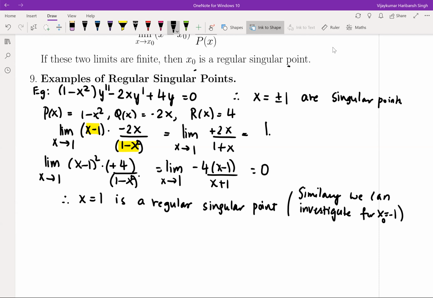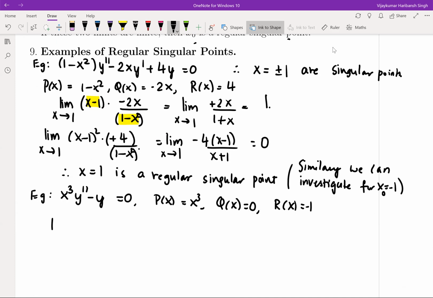All right, so now let's look at another example. Example: x cubed y double prime minus y equals 0. P(x) equals x cubed, Q(x) equals 0, and R(x) equals minus 1. Now in this case x0 equals 0. Consider the limit as x goes to 0 of Q(x) over P(x) times x.